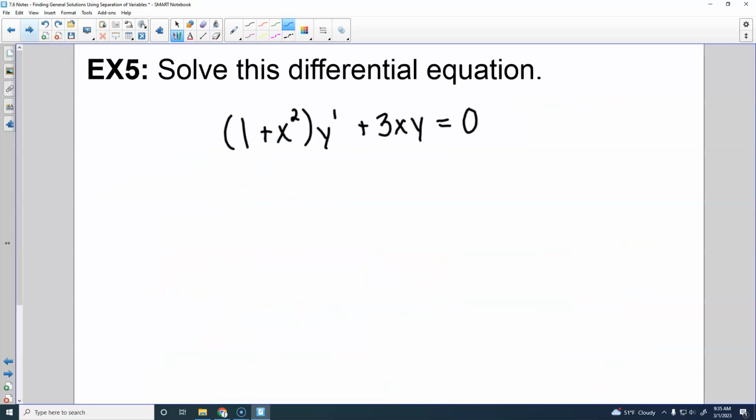All right, let's do this next one. That y prime, I'm going to change it to a dy dx. So 1 plus x squared dy dx. And I am also going to move my 3xy over to the other side of the equal sign. So I got negative 3xy. I always need to multiply by that dx to get rid of it.